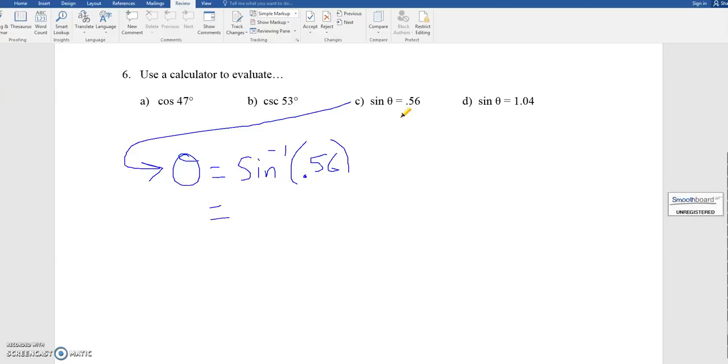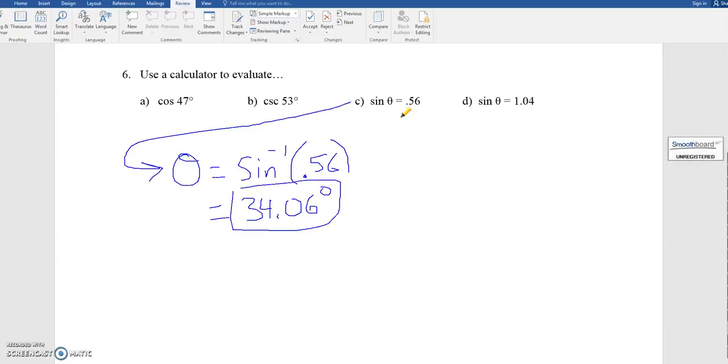So if you find the sine button, if you were to go to the second option in that menu, second sine, and type in 0.56 behind it, you should get 34.06. So in this case, 34.06. You are actually finding the angle measure now, and that's also going to be very useful long term.